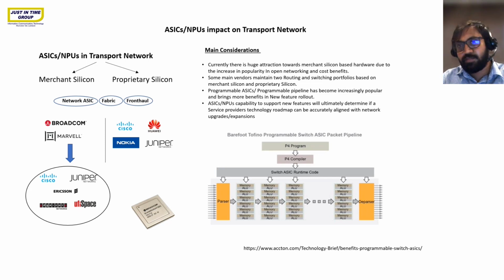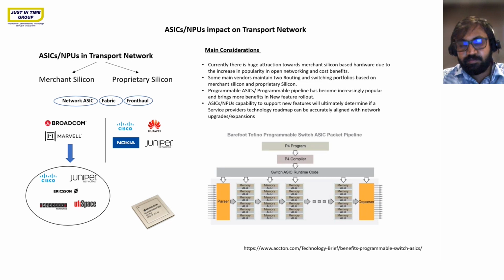At the same time, there's been a lot of attraction towards programmable ASICs. In the past, if you designed an ASIC, bringing programmability into that ASIC, like changing the match action tables that you have in an ASIC TCAM or in ASIC pipelines, would be a difficult thing.